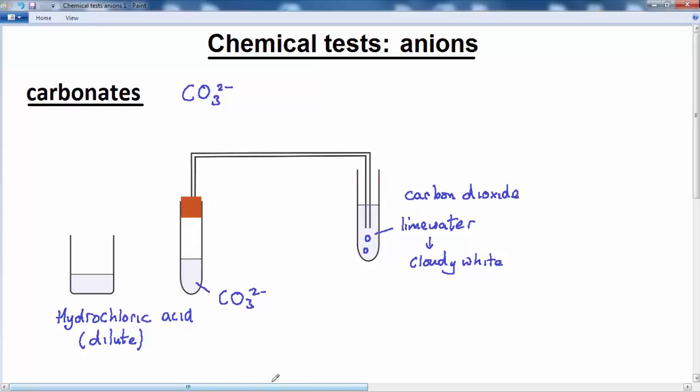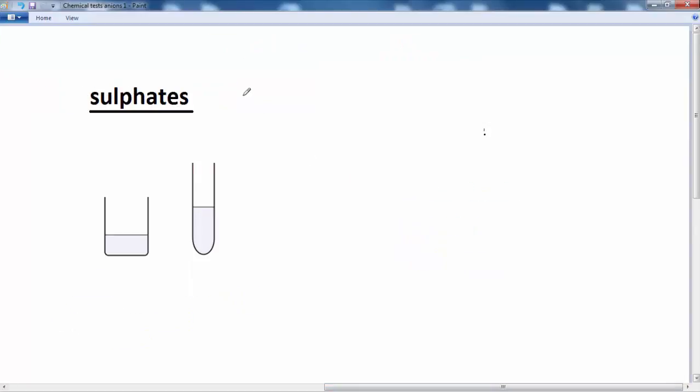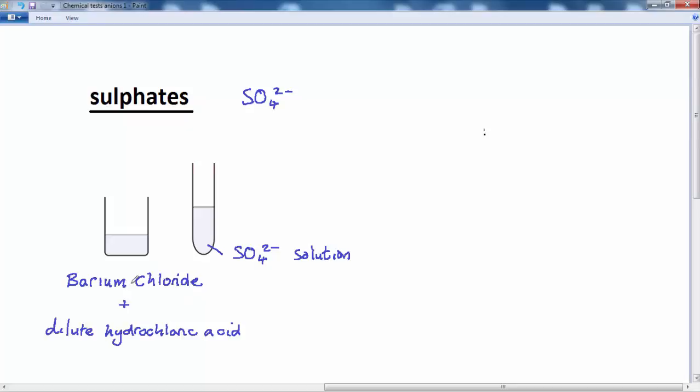The next anion that we're going to look at is the sulphate ion. Remember that the sulphate ion is SO4 2-. So again here we have a solution of sulphate ions. Again, it could be sodium sulphate, potassium sulphate, doesn't matter. We're testing the anion in this case, and so to do that our testing solution this time is going to be a mixture of barium chloride and dilute hydrochloric acid. Now the key substance is the barium chloride. I'll explain the dilute hydrochloric acid in a minute. First of all, what happens when the barium chloride meets the sulphate ions? Well, a white precipitate will form.